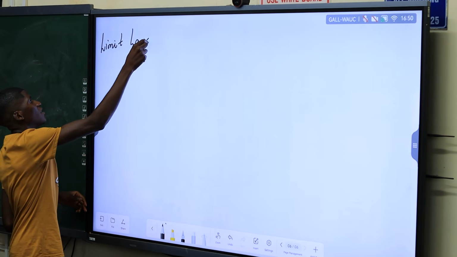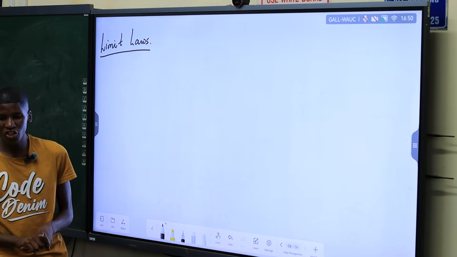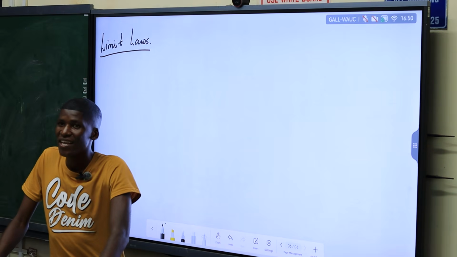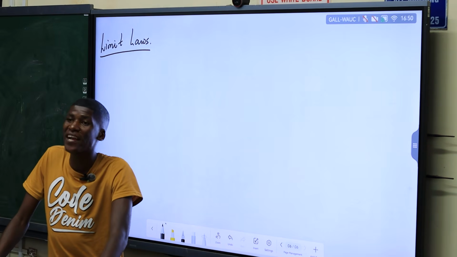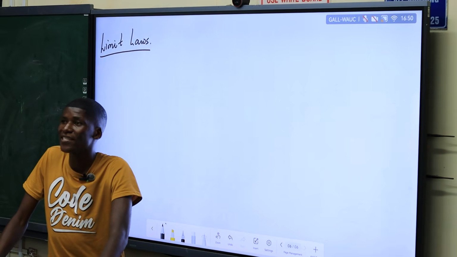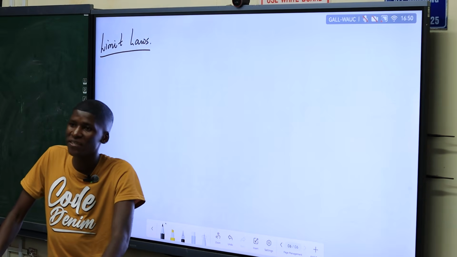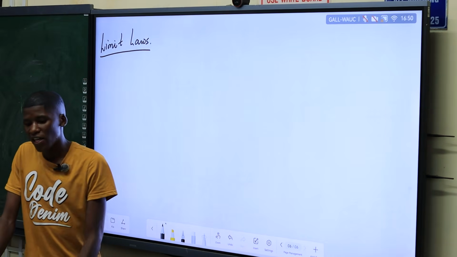Limit laws. All right. So since we have already done our combinations of functions, we can add 2 functions to get 1. We can subtract 2 functions, we can multiply them with a coefficient, we can divide, we can do many things.